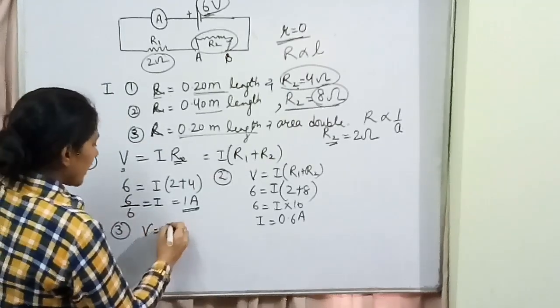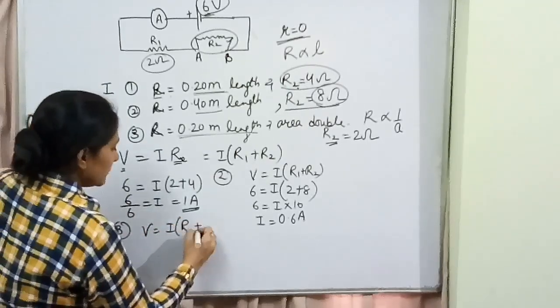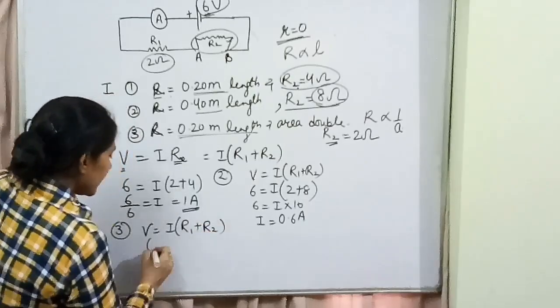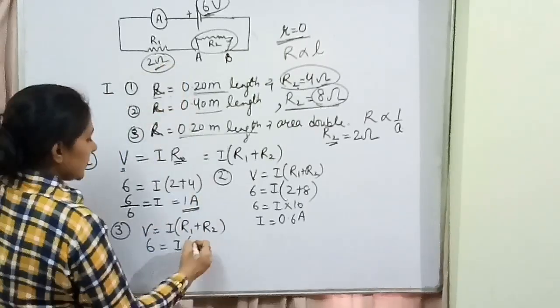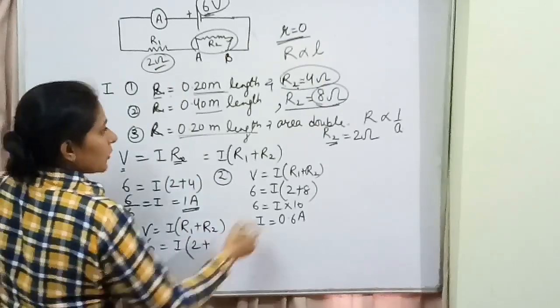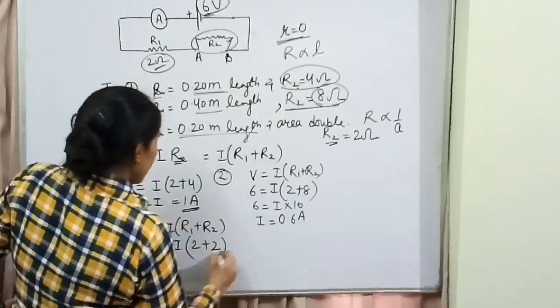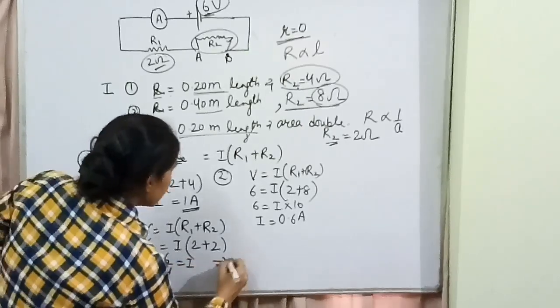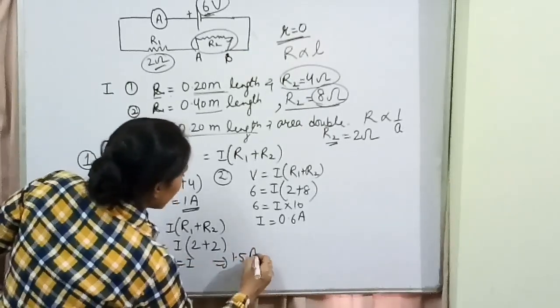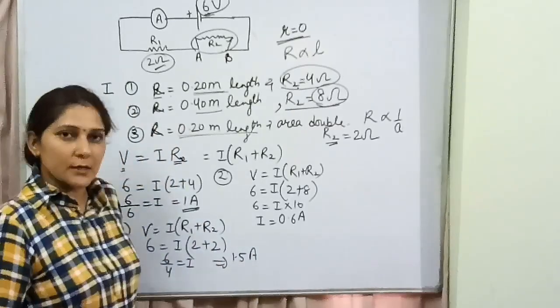V is equal to I times R1 plus R2. V is 6. We need to calculate I. R1 is fixed in a similar way, that is 2, plus R2, which this time is 2 ohm. So that will be 6 by 4 is equal to I. That becomes 1.5 ampere. This way you can find out all the three parts.